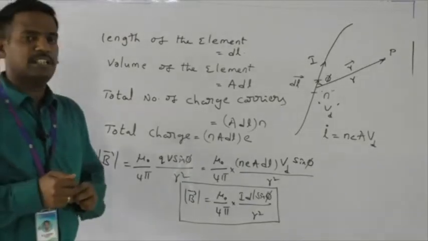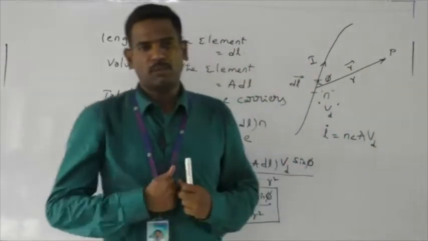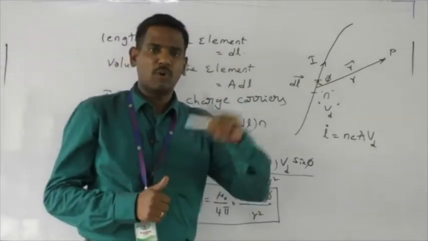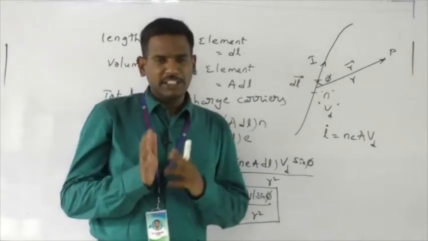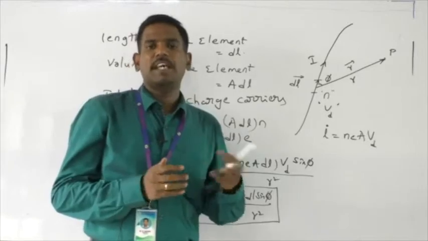Now let us speak about the direction of a magnetic field. The direction of a magnetic field is given by the right thumb rule. What is the right thumb rule? If I stretch my thumb in the direction of flow of current, then the direction in which the fingers are curling about that point will be the direction of the magnetic field.